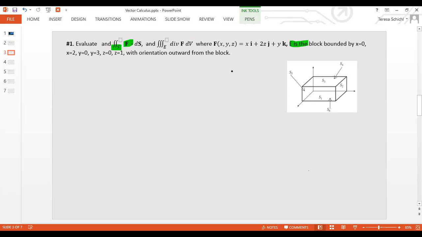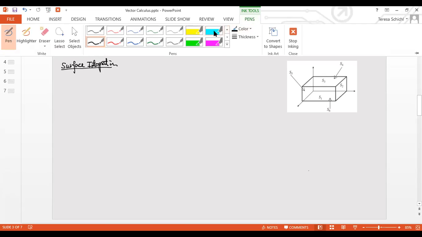So you will see how I do that. If I just do it by the surface integration here, let's see how we do that.